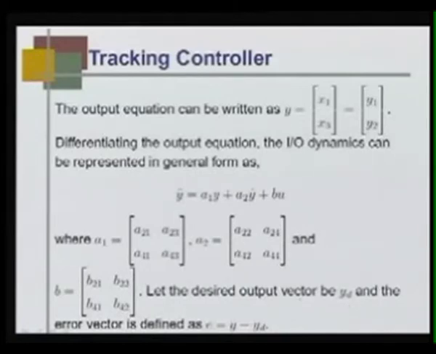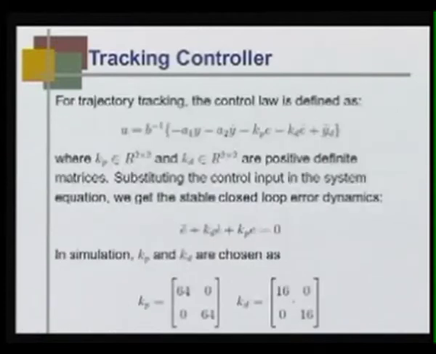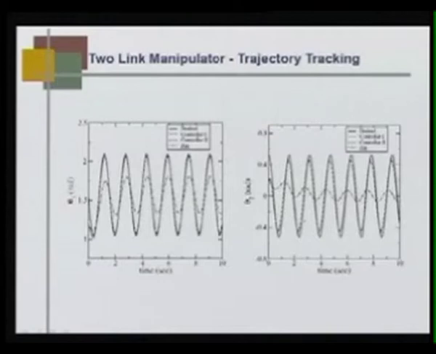So, let the desired output vector be yd and the error vector is defined as e equal to y minus yd, and then I can say u is my tracking controller. And if I design this tracking controller I get the closed loop error dynamics as this. So, if I take kp and kd as this, then this is a stable dynamics and tracking is possible.